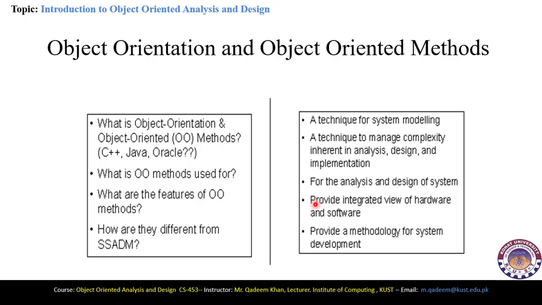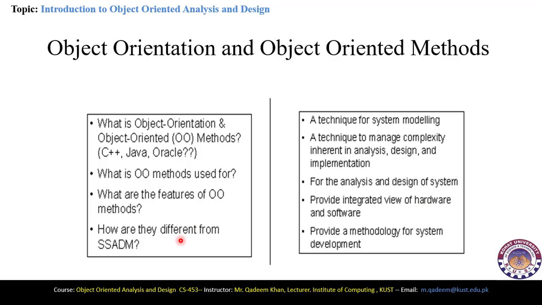What are the features of object-oriented methods? The object-oriented methods provide us an integrated view of the hardware and the software. This means that the object-oriented methods let us link the hardware and software with each other. So the hardware is used to run the software. Basically, the software provides us useful information, and this information in fact runs on a particular set of hardware.